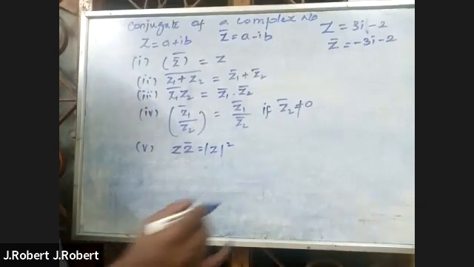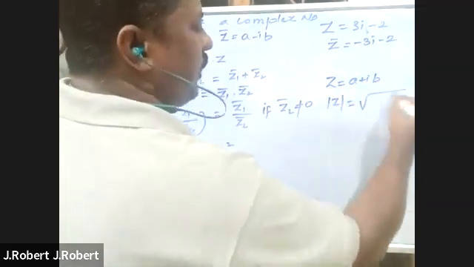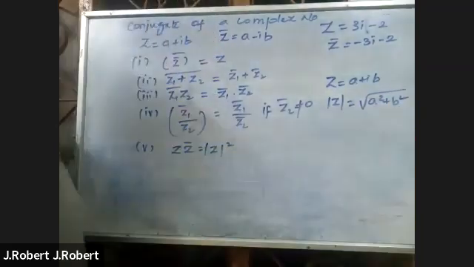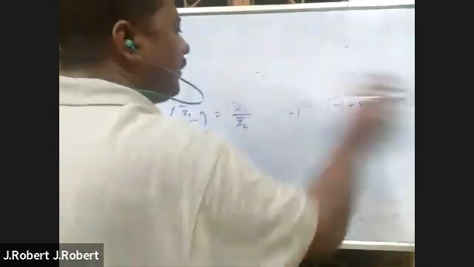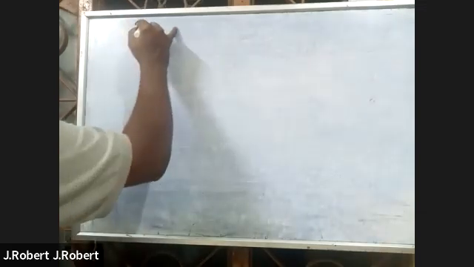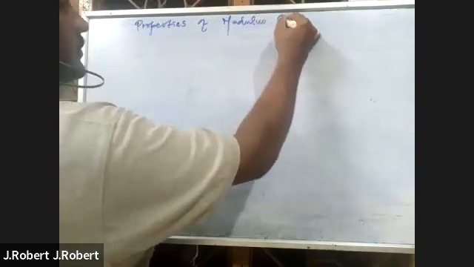So what is a modulus? If z is equal to a plus ib, then modulus of z is equal to the square root of a square plus b square. This is called modulus. Now we'll see some of the properties of modulus of complex numbers.